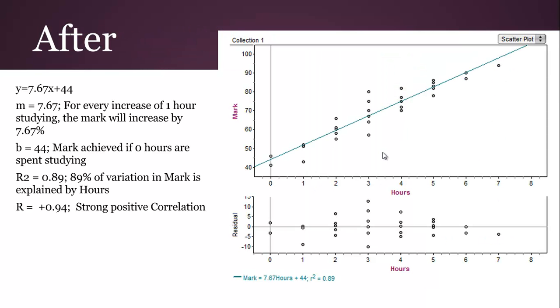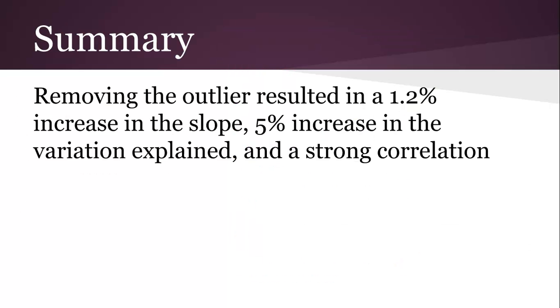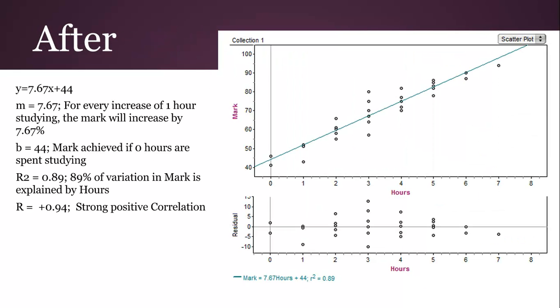What happens is the slope goes up to 7.67, the y-intercept goes down to 44, and the correlation does improve a little bit from 0.92 to 0.94. The 84% becomes 89%, and the fit's a little bit better. Removing the outlier resulted in a 1.2% increase in the slope and a 5% increase in the variation explained. And still a strong correlation, a better correlation than what we had before.